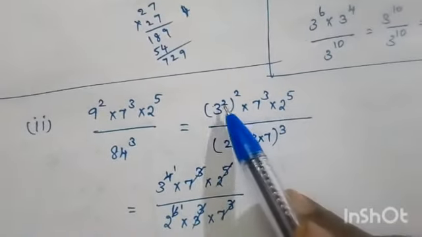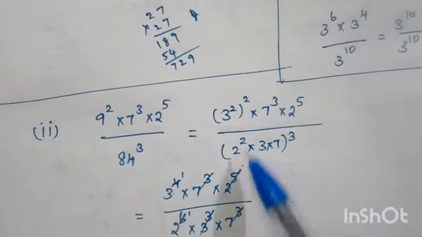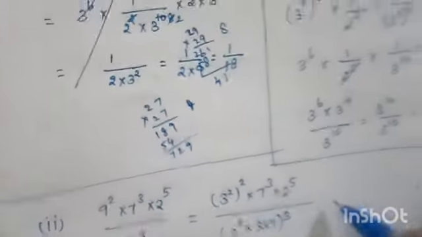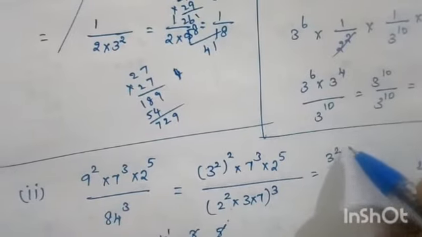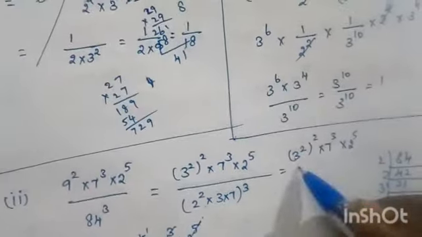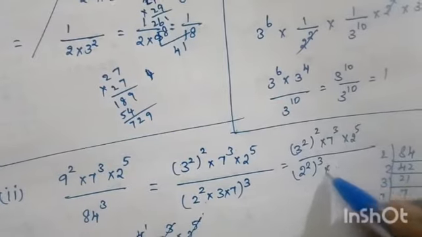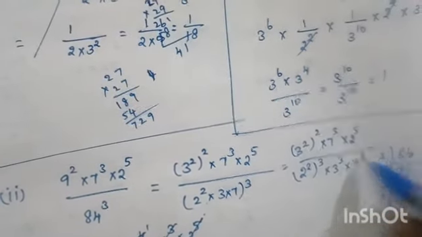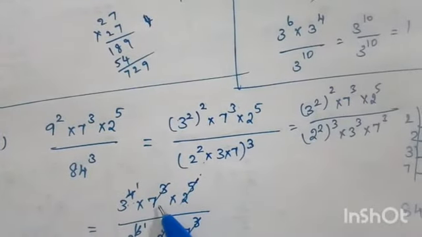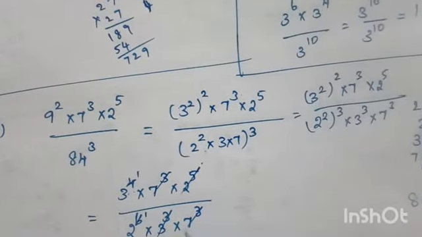Now you have to multiply these two: 2 2s are 4, so 3 power 4, 7 cube into 2 power 5. This cube is common for all, so otherwise you write one more step: 3 square whole square into 7 cube into 2 power 5 by 2 square whole cube into 3 cube into 7 cube. Now write the expanded form: 2 2s are 4, 3 power 4 into 7 cube into 2 power 5. Next, 2 3s are 6, 2 power 6 into 3 cube into 7 cube.